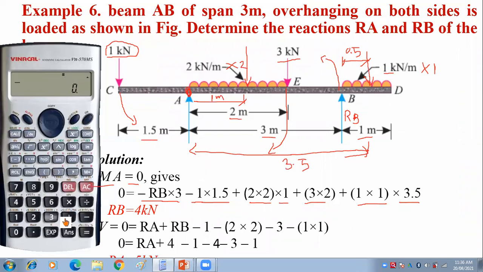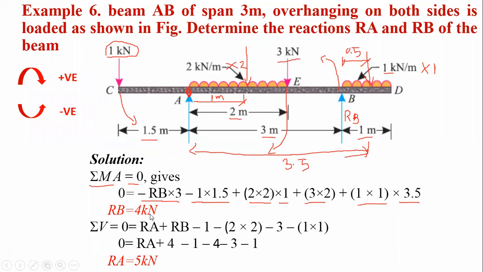Now let us start with this one: minus 1 into 1.5 plus 2 into 2 into 1 plus this 3 into 2 plus this 1 into 1 into 3.5. Now here, this minus 3 RB, if you take it to this side, it becomes plus 3 RB, and this 3 divided into 12 becomes 12 divided by 3, which is 4 only. That's why your reaction component is 4 kilonewton. Reaction RB is 4 kilonewton.